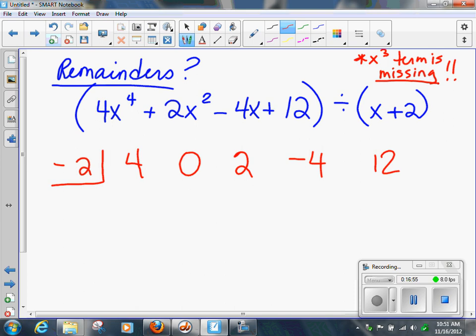Did we take into account the x cubed term? Yeah, that's where that 0 is. Folks, divide and see what you get.